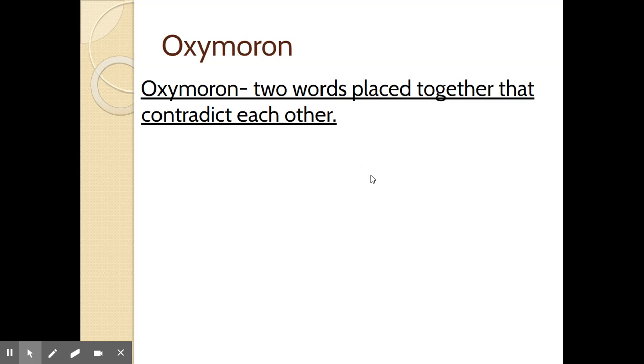An oxymoron is two words placed together that contradict each other. So it's two opposite things. An example would be jumbo shrimp. The word shrimp in the dictionary means small. And somebody someday discovered a bigger shrimp and said, I'm going to call it a jumbo shrimp. And everyone's like, okay, but it doesn't make any sense.